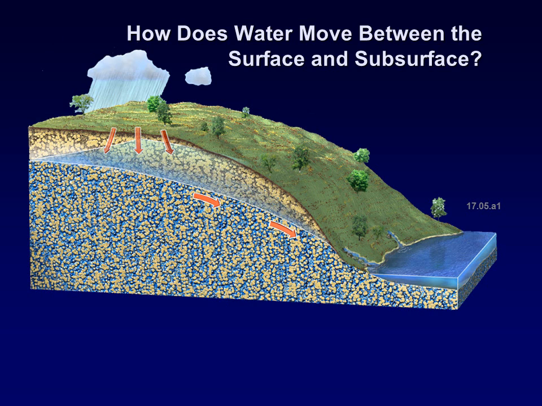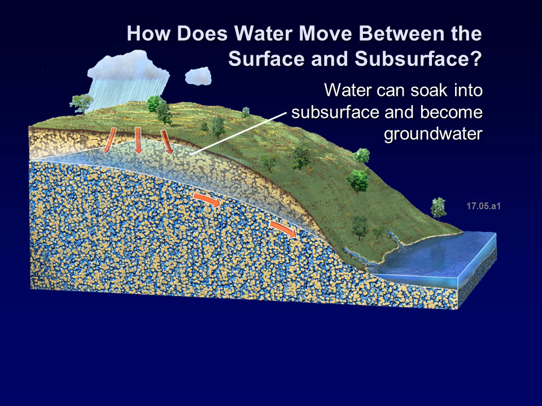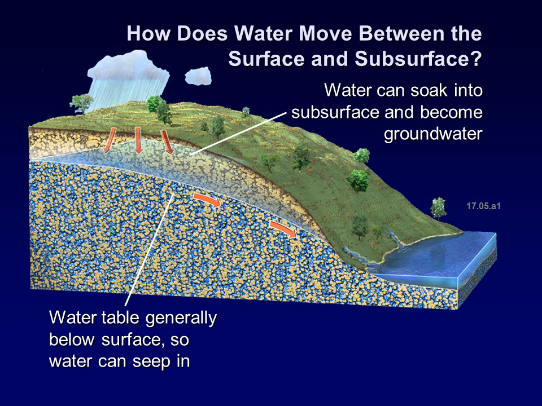We begin today on the page in your notes with "describe how water moves from the surface to the subsurface" at the top of the page. So, how does water move between the surface and the subsurface? We have precipitation, snowmelt, and surface water that can soak into the subsurface and become groundwater. We call this infiltration. The water table is generally below the surface, providing the unsaturated zone into which water can seep. Where the water table intersects with the surface, water can flow out into springs, lakes, or rivers.